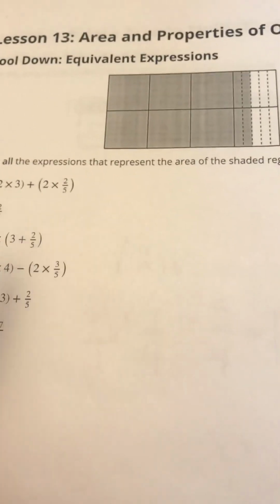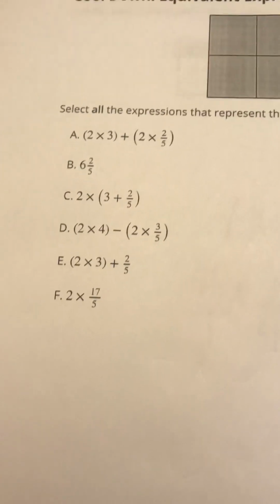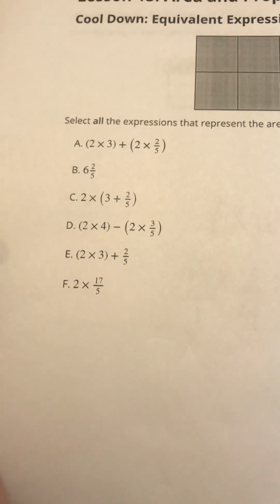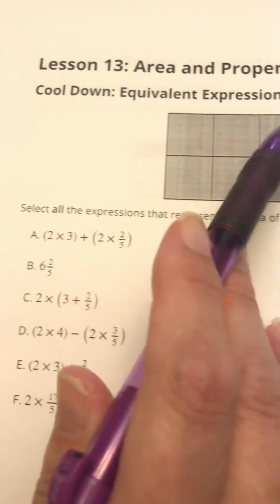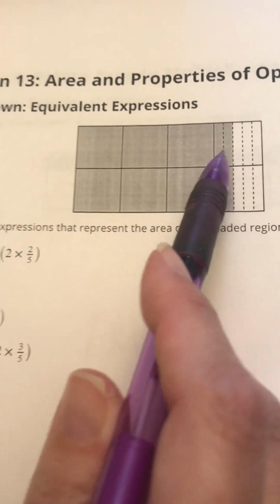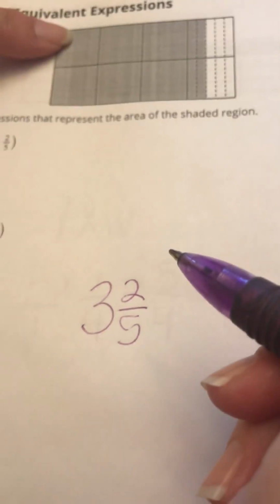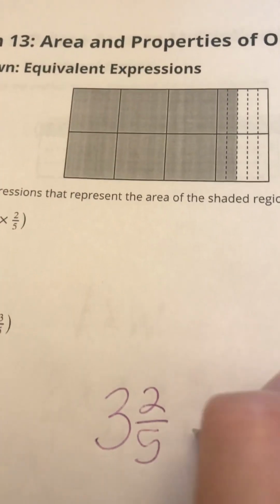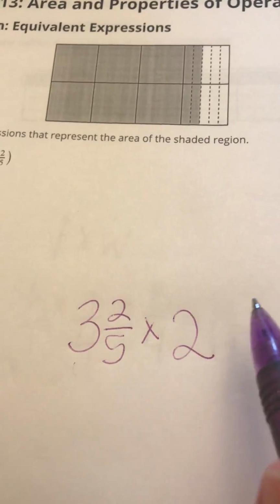Alright, so now we'll look at lesson 13, cool down. And it says select all the expressions that represent the area of the shaded region. So before you look at these expressions, you can go ahead and write your own expression that you would use to find the area. So there's 1, 2, 3, and then 2/5. So my length is 3 2/5. And then right here I've got 2, so I'm going to multiply that by 2. So that's how I would find the area.